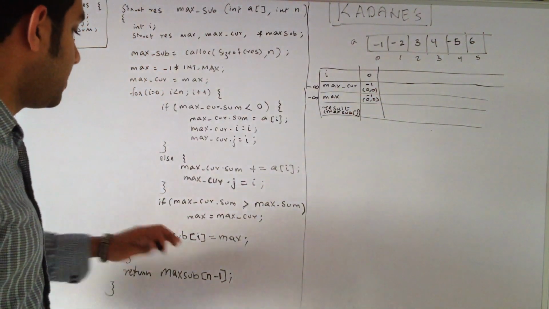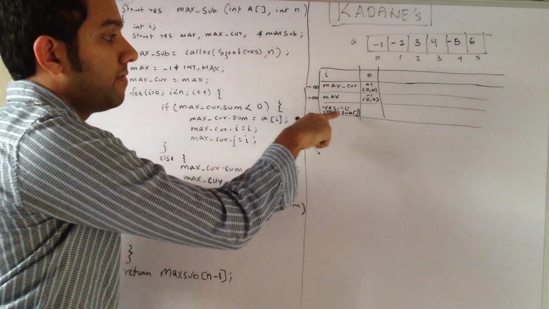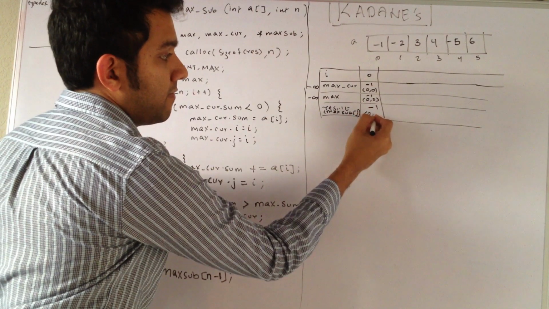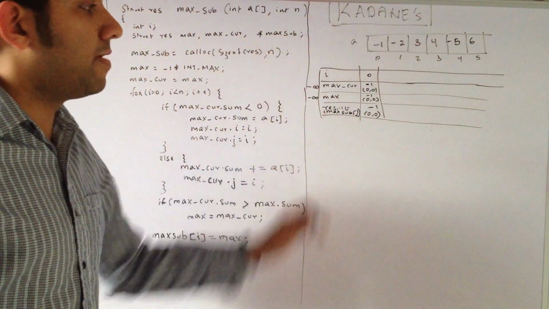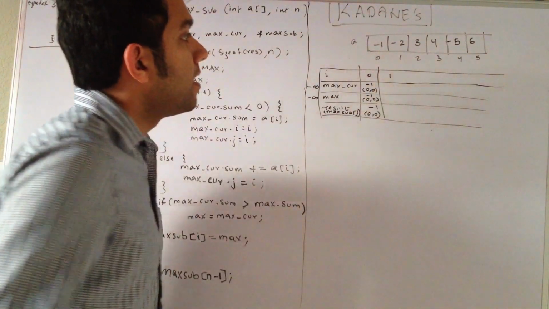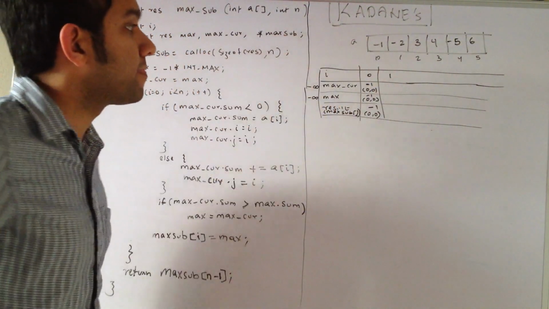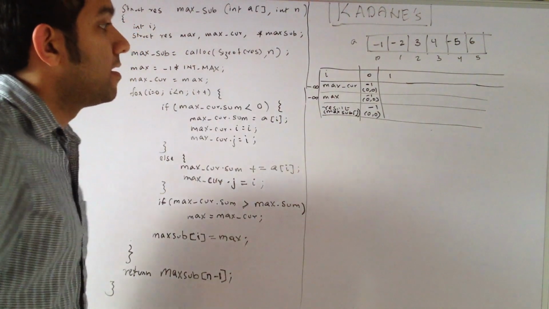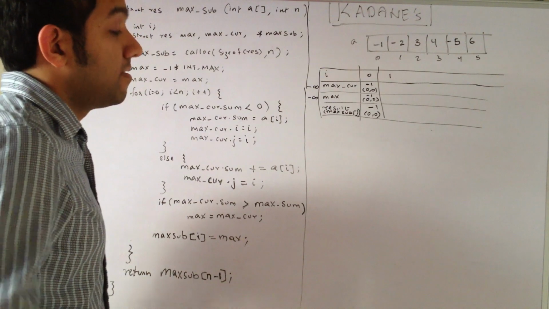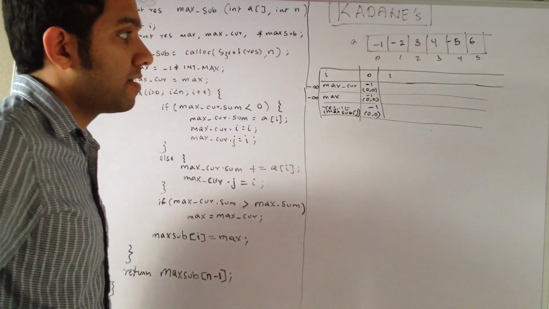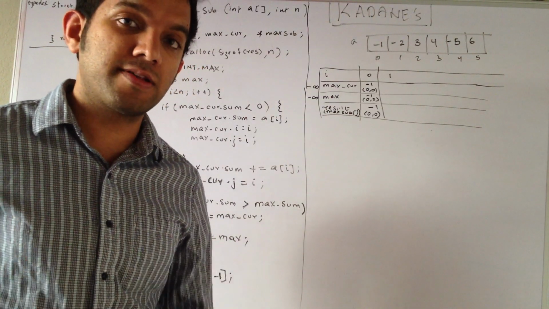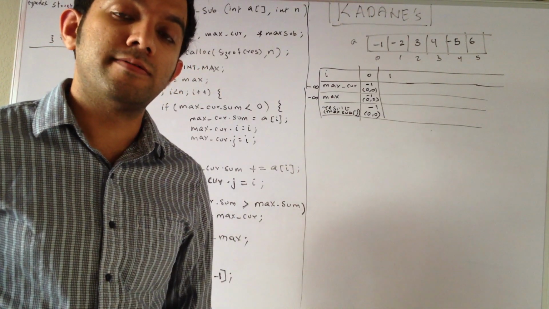And at the end of all this, we update the result to be the max entity. So the result for the current element is the max. Then we go to the second element and we see that it's -2. So we notice that the current maximum sum subarray, the current maximum sum that we have been accumulating, is -1, and that's actually below 0, so it cannot possibly help us with anything.